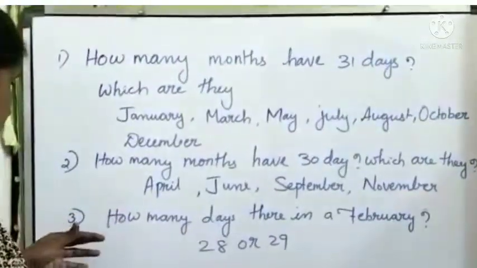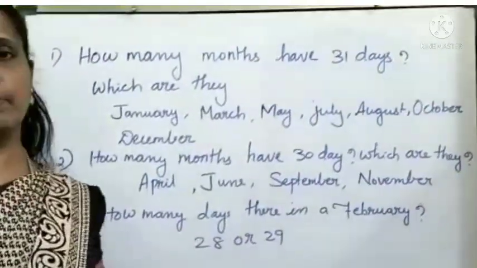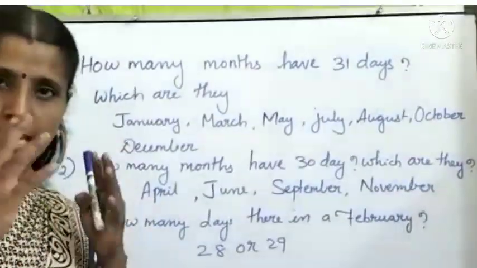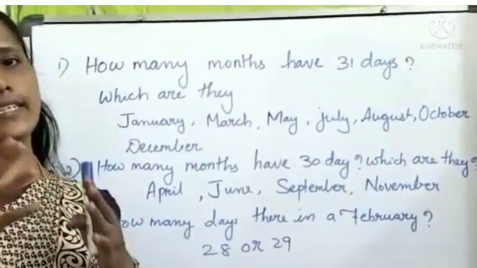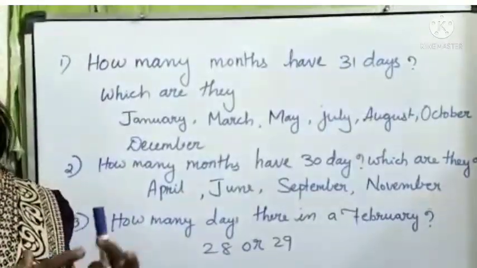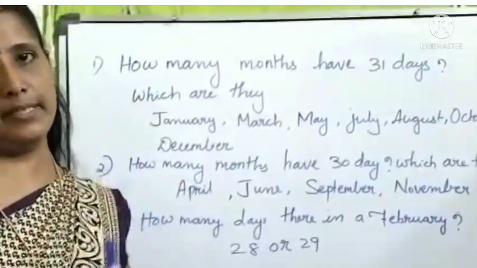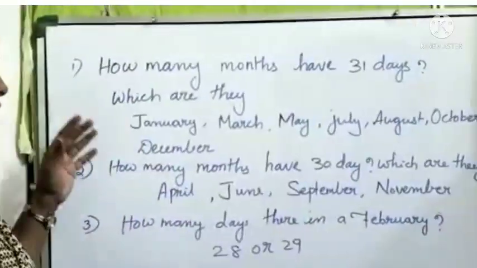And the last one, how many days are there in February? February has 28 or 29. In a leap year, there are 29 days in February, but in an ordinary year, 28 days. Understand? So here, once again I repeat it.